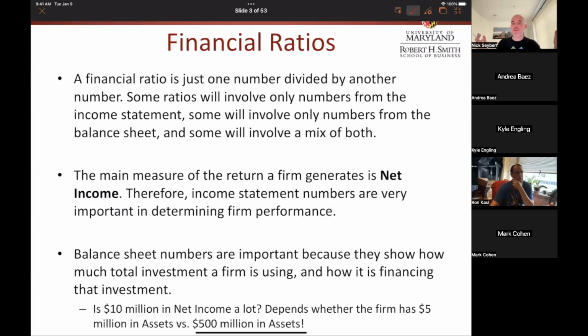And just as one very simple example of why you have to use financial ratios, is 10 million in net income, 10 million of earnings, is that a lot or not? Well, it totally depends, right? If a firm is earning 10 million in net income with only 5 million in assets, that's incredible. If you can put 5 million of assets to use and earn twice that in earnings, that's amazing. If you had 500 million in assets, that's a pathetic return. Well, pathetic might be an overstatement, but that's like a 2% return on your assets.